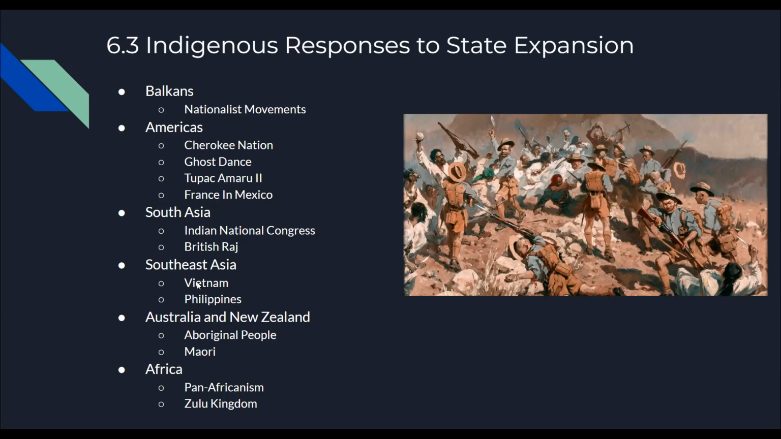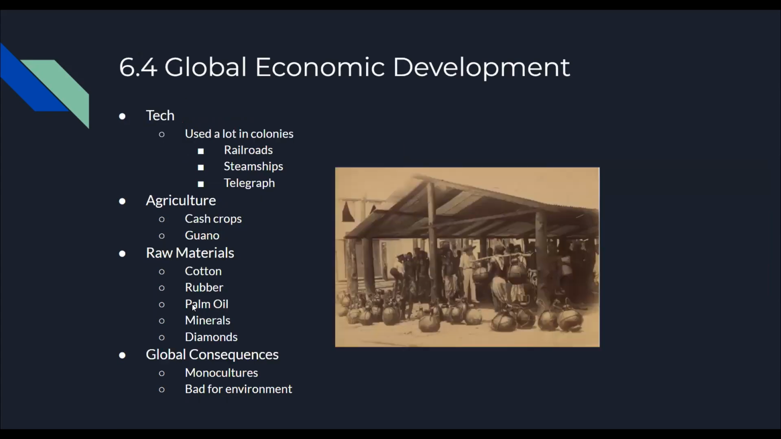And finally, you have Africa with Pan Africanism, which is an idea that all Africans had a shared identity and nationalism. However, this was also mainly, in a way, a Western idea, and this was mainly found in Western Africans. So let's go into global economic development at this time.